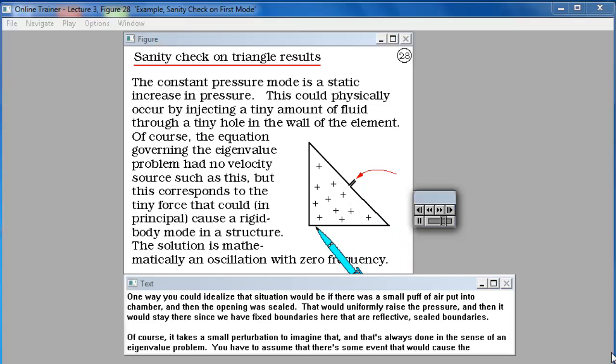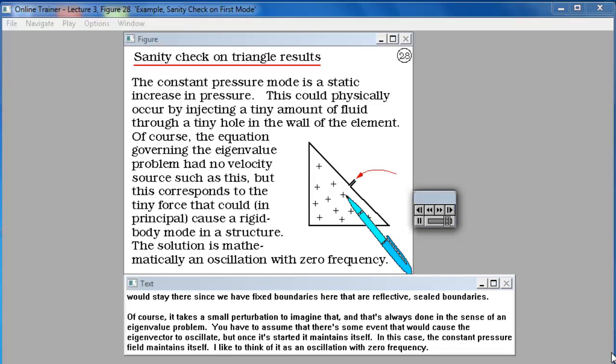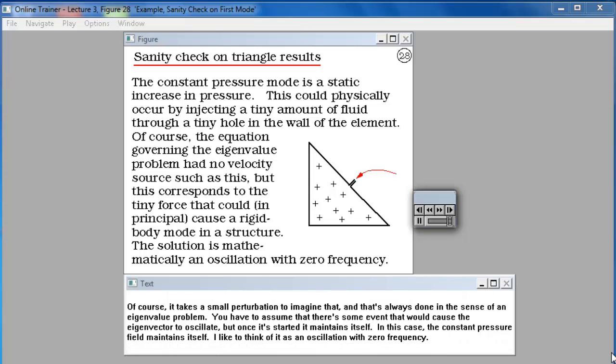Now, of course, this takes a small perturbation to imagine that, and that's always done in the sense of an eigenvalue problem that you have to assume that there's some event that would cause the eigenvector to oscillate. But once it's started, it maintains itself. In this case, the constant pressure field maintains itself. And I like to think of it as an oscillation with zero frequency.